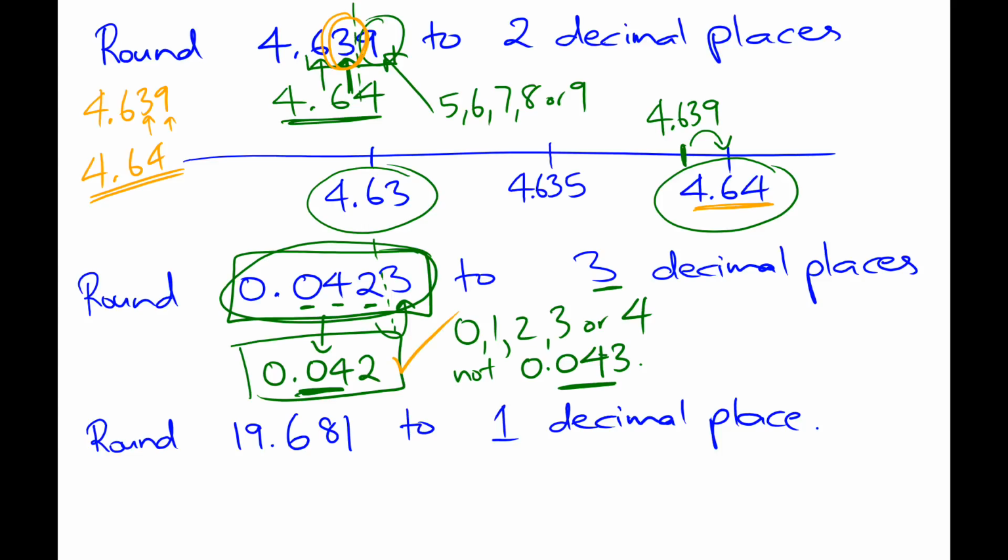Okay, the last question, round 19.681 to 1 decimal place. So 1 decimal place is going to be there. We're going to chop off the number at that point. You look at the second decimal place, it's an 8. So that 6 becomes 7. So 19.681 is closer to 19.7 than it is to 19.6.